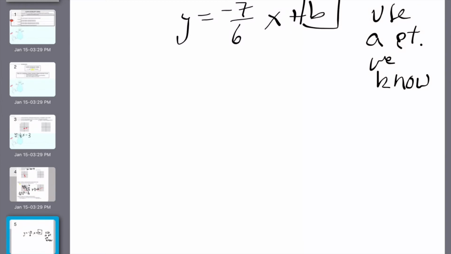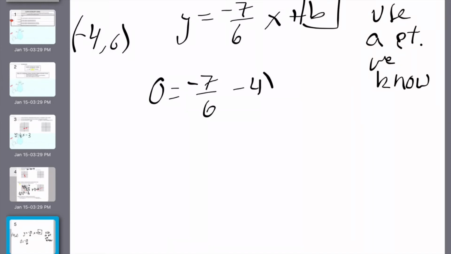Because this formula is supposed to be able to get me to one of my points that are on the line. So I'm going to use the point negative 4, 0. And all I have to do is plug those numbers into my formula. So I have 0 equals negative 7/6 times negative 4 plus b.